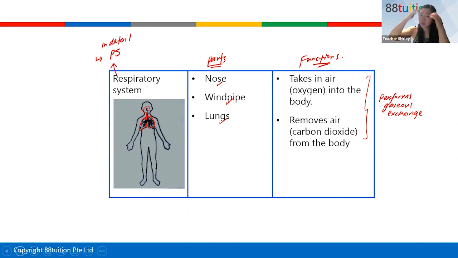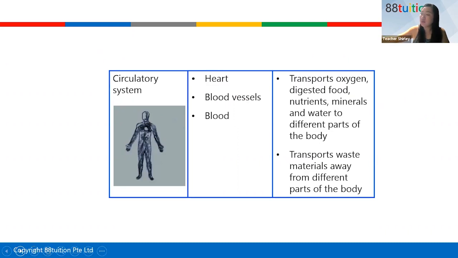Don't worry, you're going to learn more about it when you're in primary 5. Next one, also something that you're going to learn in detail in P5: the circulatory system. So you have your respiratory system, you have your circulatory system. The parts that make up your circulatory system will be your heart, your blood vessels, and the blood that you find inside your blood vessels.